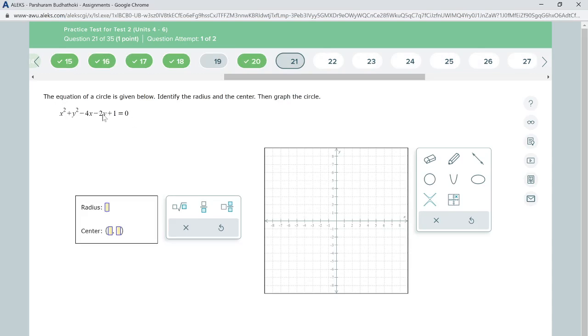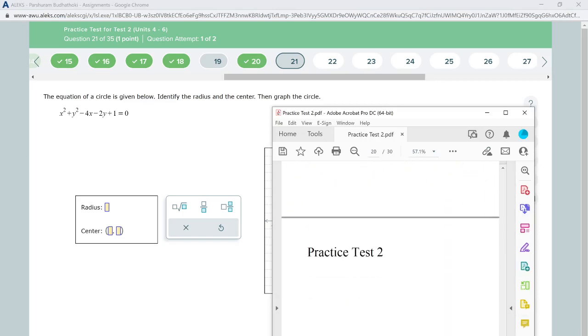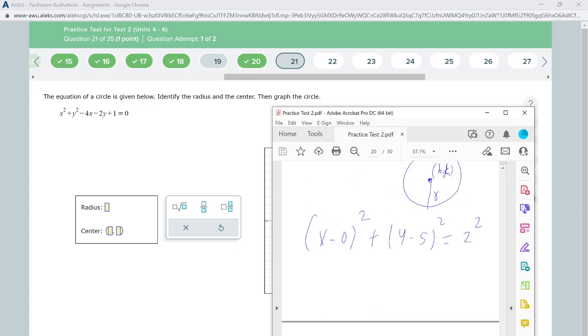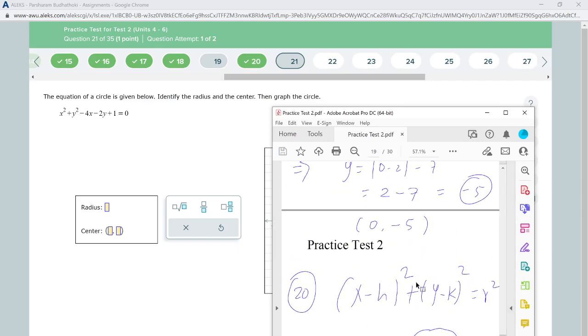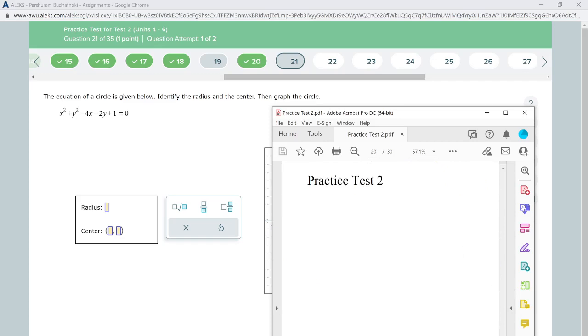This is the equation of a circle in general form. We can find the center and radius of a circle using the general form, but for that we have to change it into the standard form. Standard form means we need to change that equation into this form by completing the square twice. I'm going to show you how you can do this.